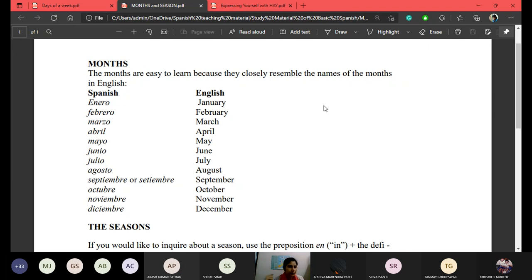Here again, the same thing, all of them start with a small letter if they are in a sentence. Okay, you will not use capitals like you do in the English language.